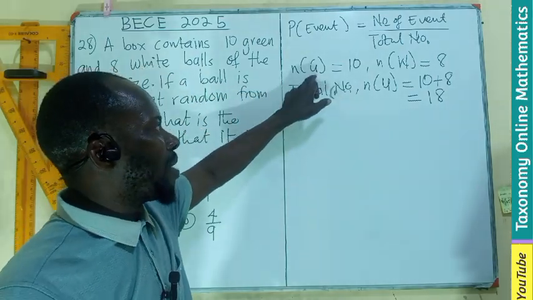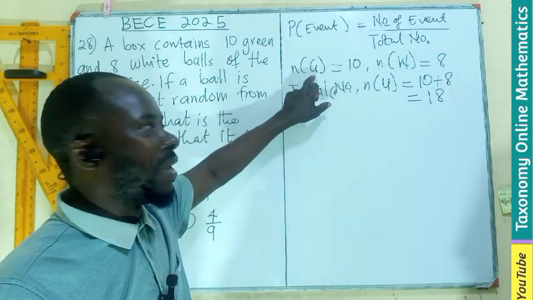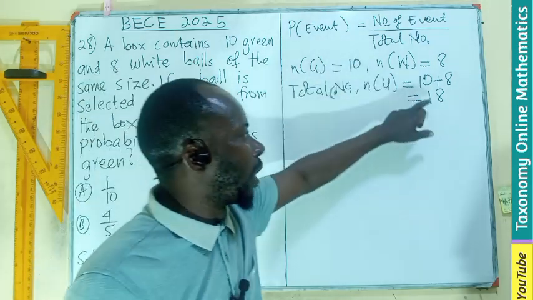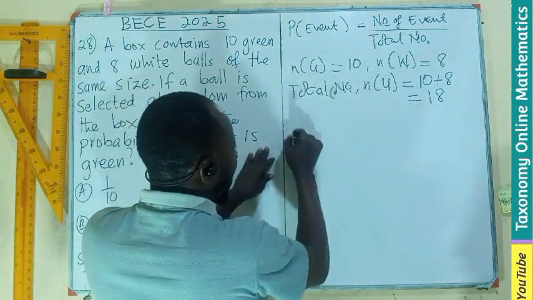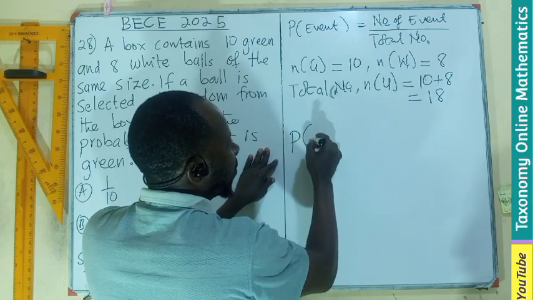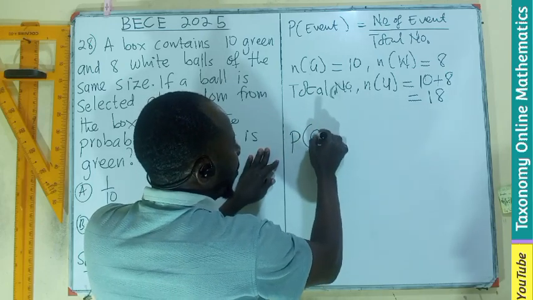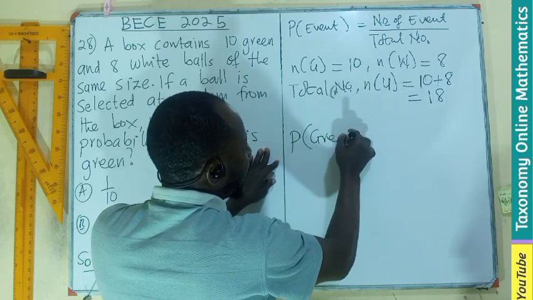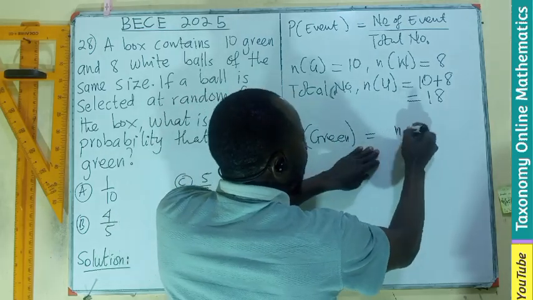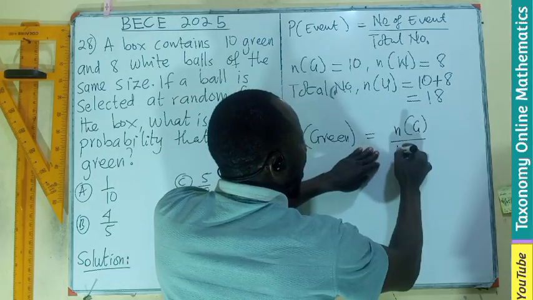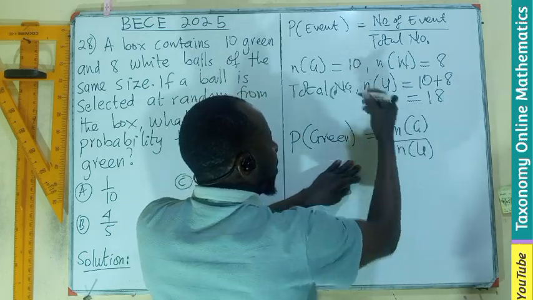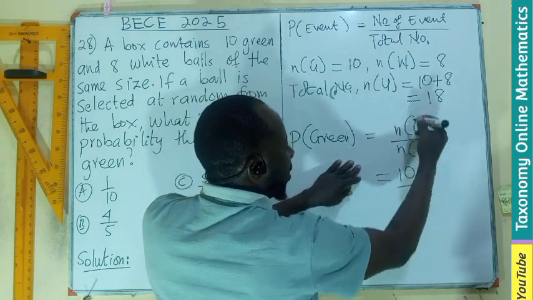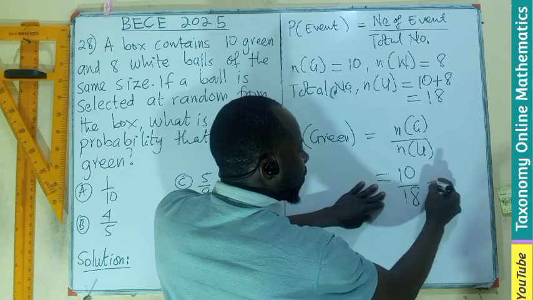But we are looking for the number of green, which is going to be 10. Then total number 18. That will give you the probability. So here, probability of green, let me just say green, is going to be the number of green divided by the sample space. The number of green is 10. The total sample space, 18.